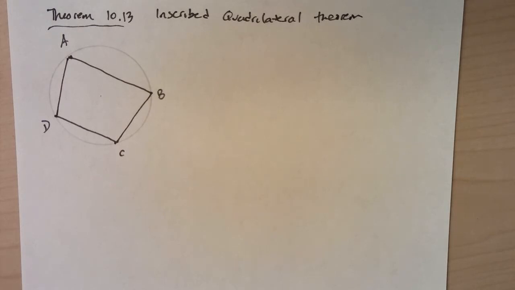The last theorem for 10.4 is the inscribed quadrilateral theorem. And the inscribed quadrilateral theorem states if you have a quadrilateral inscribed in a circle, then the opposite angles have to be supplementary. And then here's why.